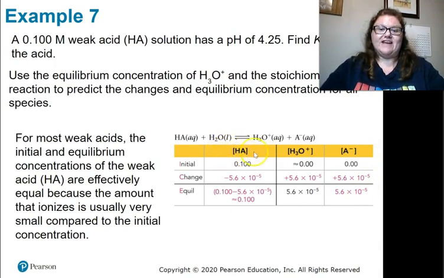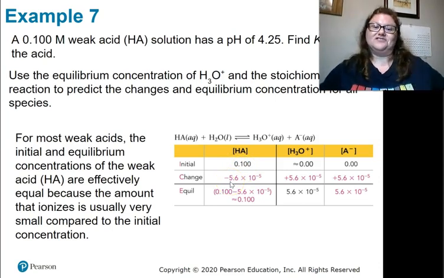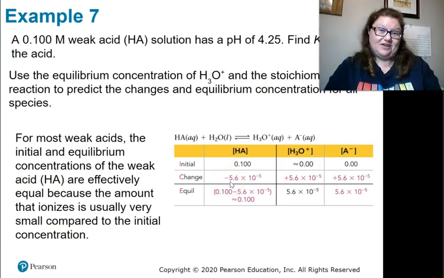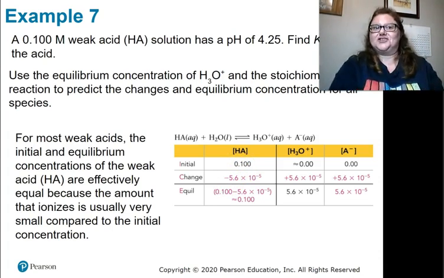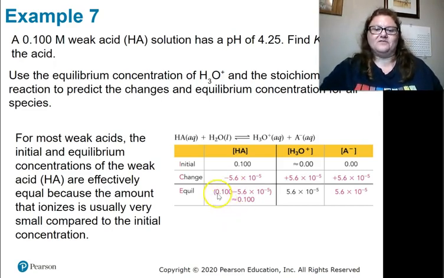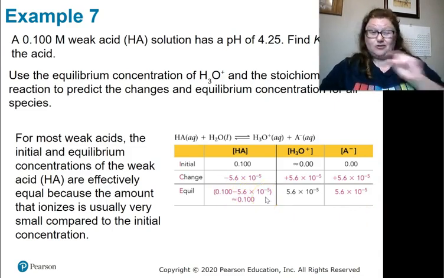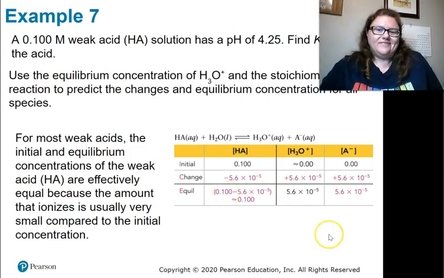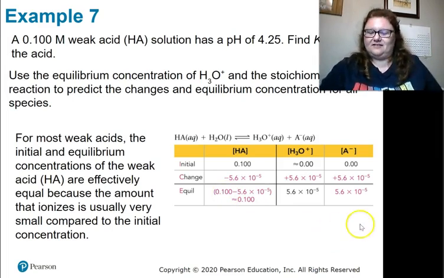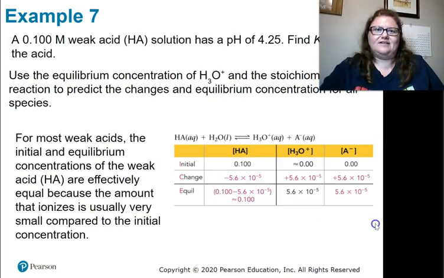The original acid, our reactant, started out at 0.1. The change was it's going to lose 5.6 times 10 to the negative 5. So it's not just X. We know more information in this example. We could simplify that by taking 0.1 and subtracting that value, and we still get about 0.1. Subtracting 5.6 times 10 to the negative 5, write that out with the decimals, it's already a very small number. So taking that from 0.1, you're changing decimal places way down the line. It's not going to change the number value that much.